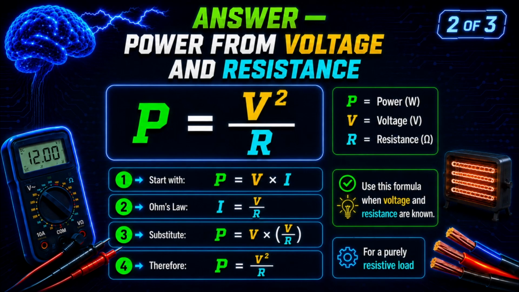The answer is P equals V squared divided by R. We start with the basic power formula, P equals V times I. From Ohm's law, I equals V divided by R. So we substitute V divided by R in place of current. That gives P equals V times V divided by R, or simply, P equals V squared divided by R. We use this when voltage and resistance are known.